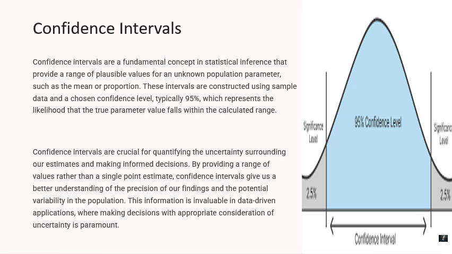And next is confidence intervals. Confidence intervals are a fundamental concept in statistical inference that provide a range of plausible values for an unknown population parameter, such as mean or proportion. These intervals are constructed using sample data and a chosen confidence level, typically 95%, which represents the likelihood that the true parameter value falls within the calculated range.